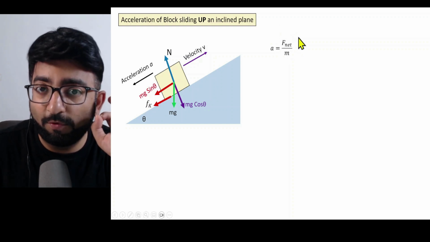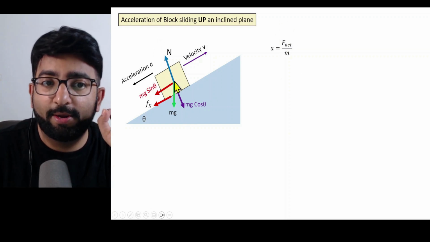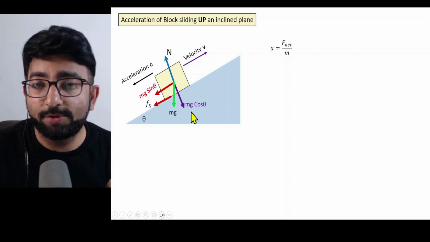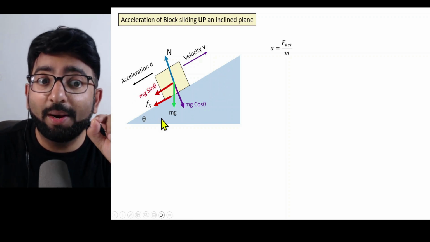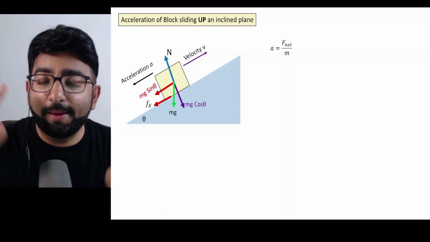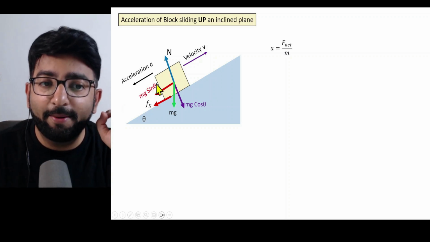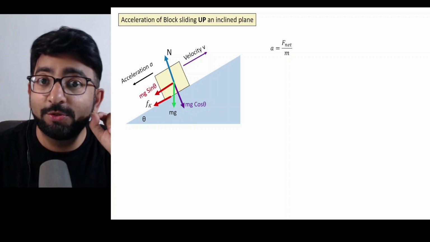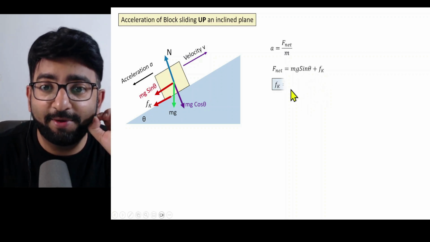Now again, all we need to do is figure out the net force. So acceleration is net force divided by m. Now if you analyze the forces which are perpendicular to the incline, N and mg cos theta will balance each other out. So N is equal to mg cos theta. So the net force acting along the incline will be mg sin theta plus the friction, because in the previous case we had subtracted, remember, because the mg sin theta and kinetic friction were in opposite directions. But in this case, mg sin theta and kinetic friction, they both are acting in the same direction, down the plane. So we'll have to add to get the resultant. So the net force will be mg sin theta plus fk.